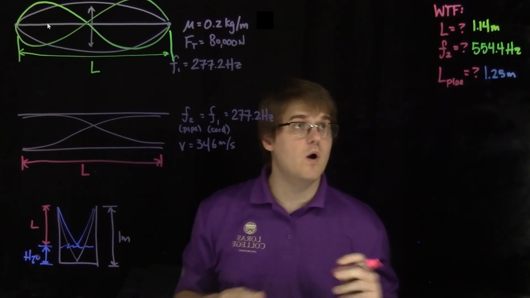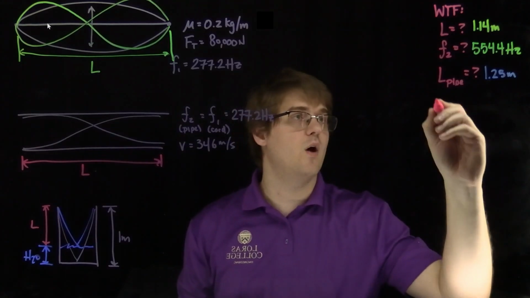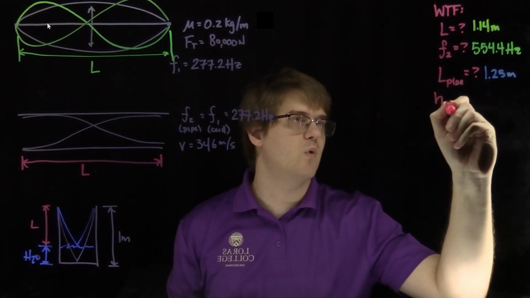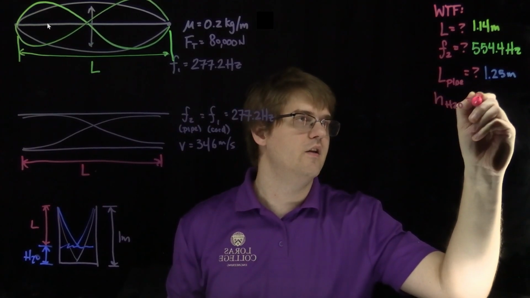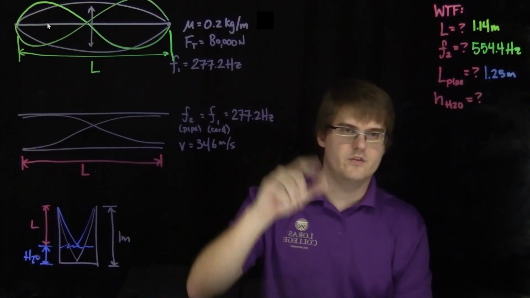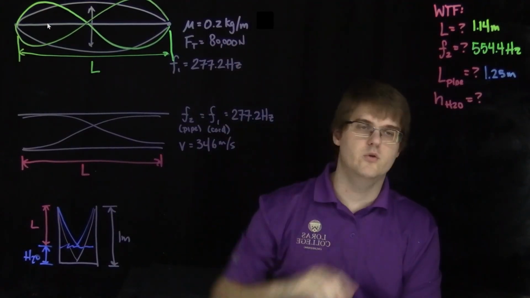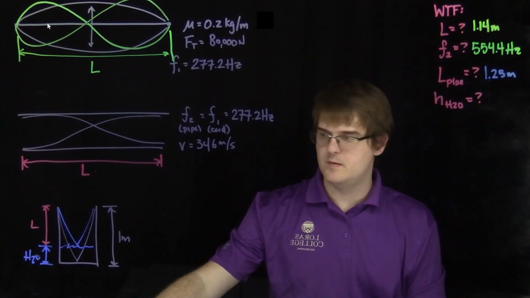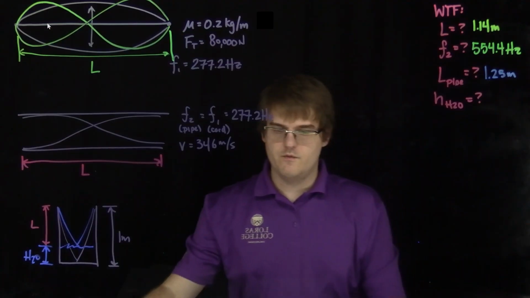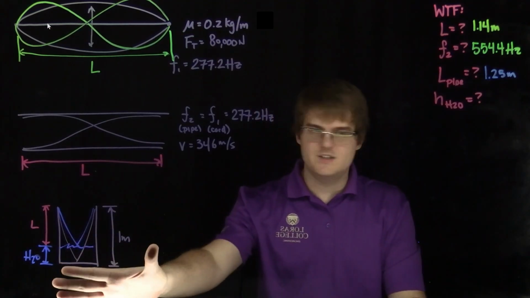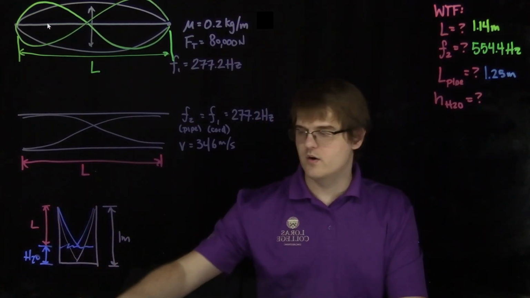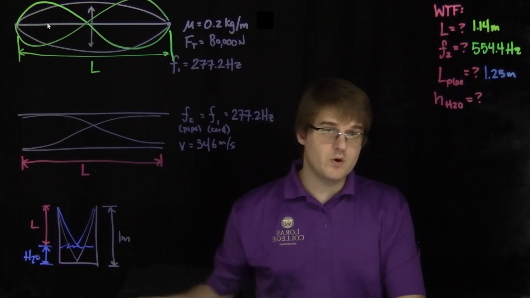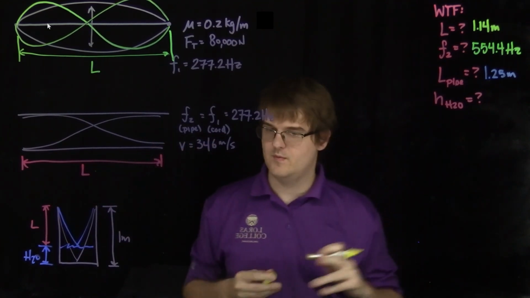So what I want to know is the height of water. So how much water do I need to add in order to create some harmonic of this 277.2 set of systems here? Okay, so first thing we're going to do is let's go ahead and just see what our frequency is if we've got no water in it, because if that works, then problem solved, we're done.